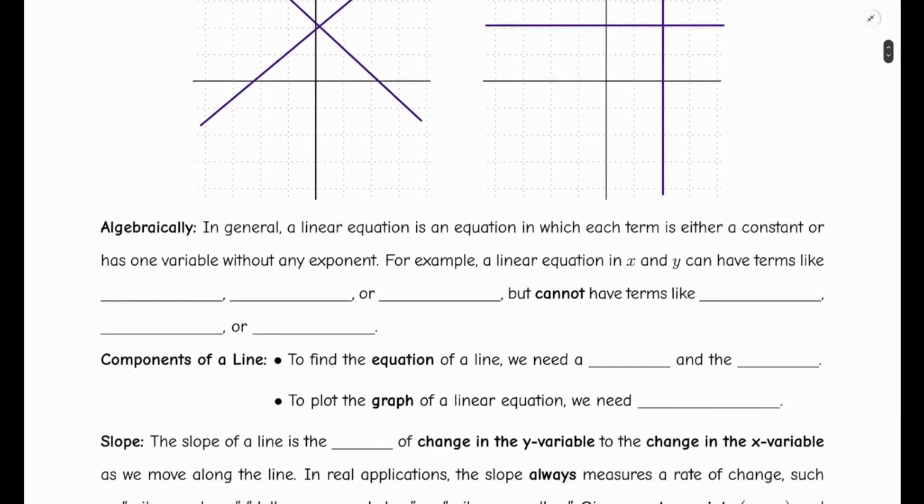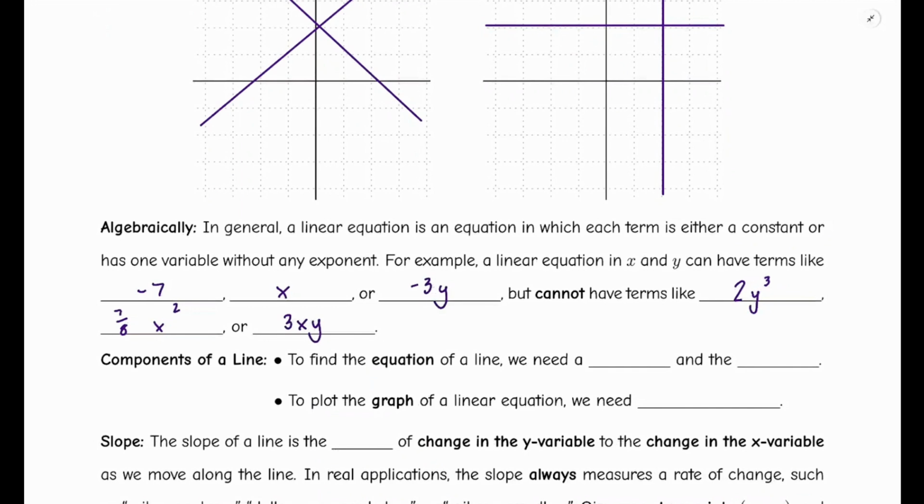Algebraically, in general, a linear equation is an equation in which each term is either a constant or it has one variable without any exponent. For example, a linear equation in x and y can have terms like -7, x, -3y, but cannot have terms like 2y cubed because the variable has an exponent, 7/8 x squared because the variable has an exponent, or 3 times xy because you're multiplying two variables together.